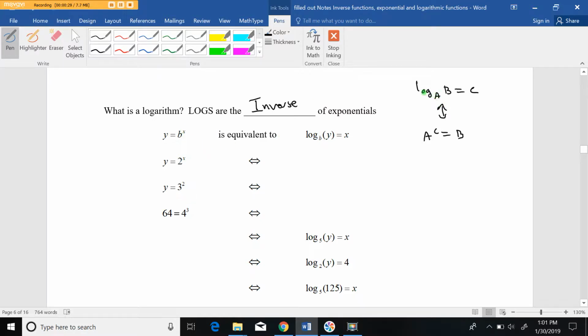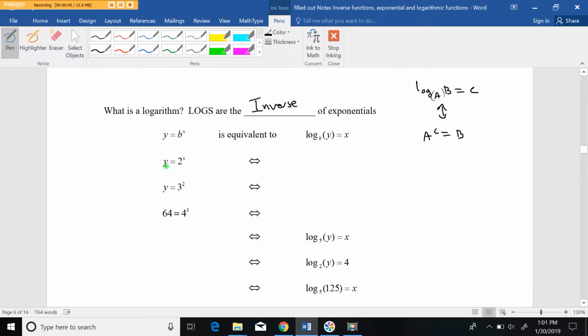Logs have a certain base, so they're written like this. Log base A of B equals C. This is equivalent to A to the C equals B. I always think of the circle rule. A to the C equals B. And one of the things we want to be able to do is go back and forth.